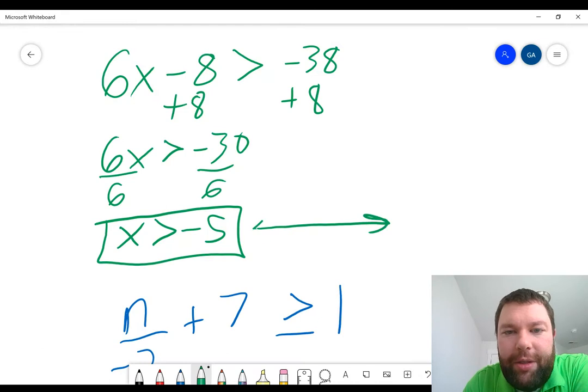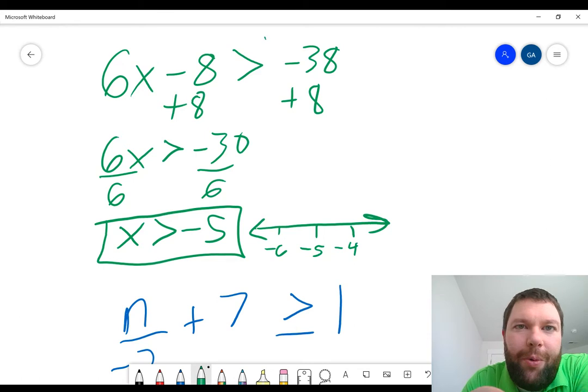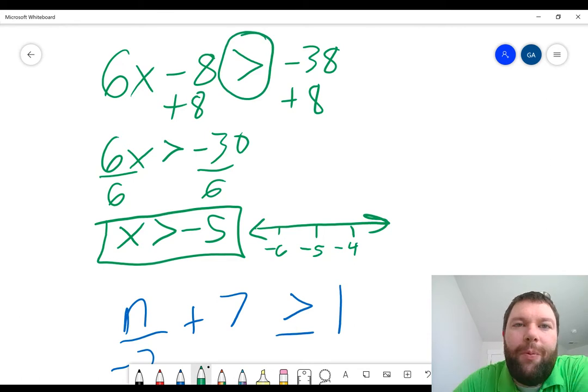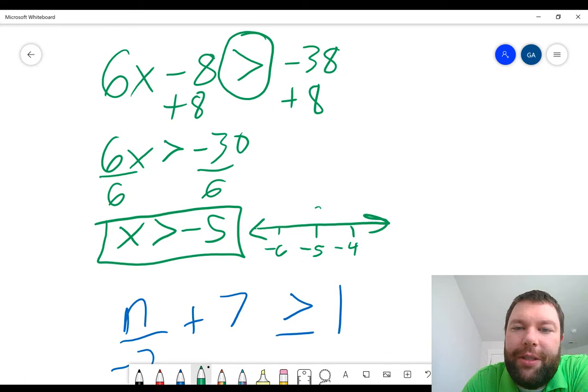The other answer is going to be my number line. So I'm going to draw my number line. I've got my -5, and I can do the number before and the number after. Then I look at my inequality symbol. The inequality symbol will tell me what type of circle to do. If it's a regular greater than or less than with no line underneath, it's going to be an open circle.